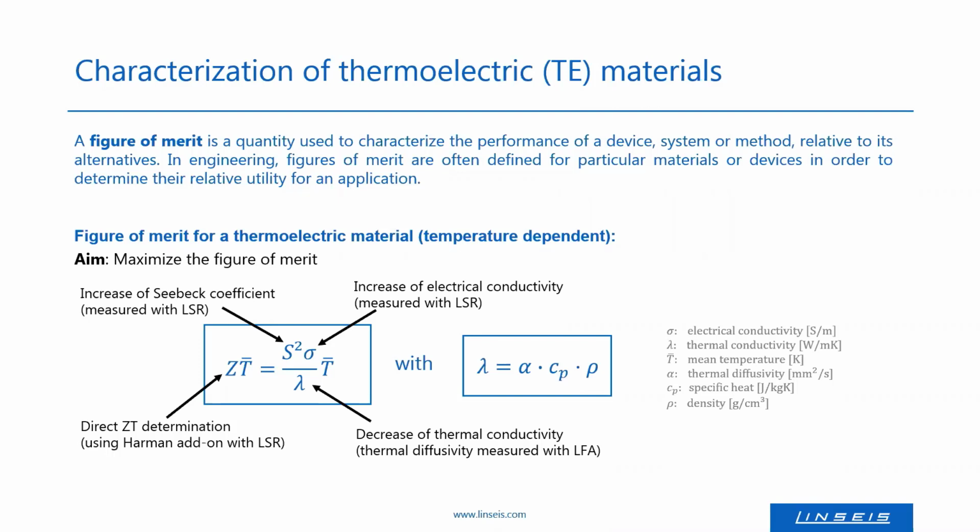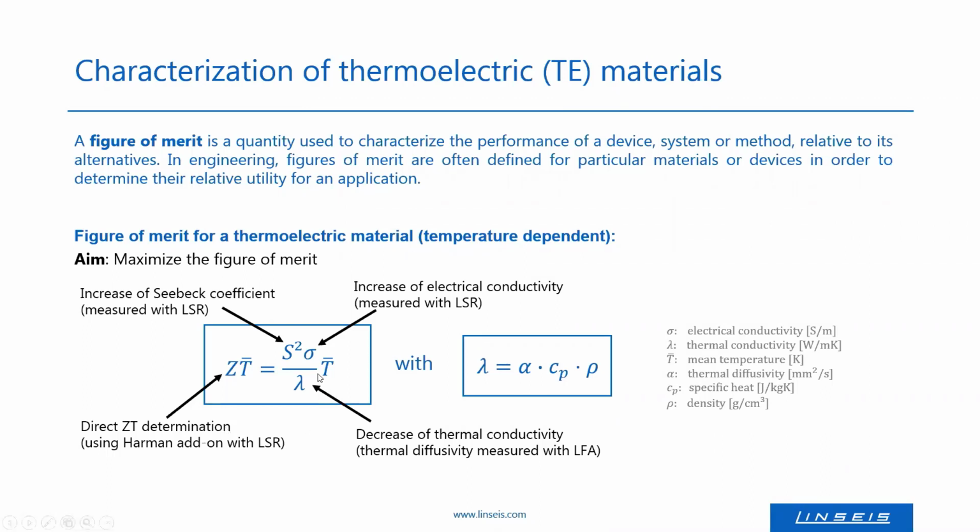The most common way to determine this figure of merit is to measure all single properties separately and calculate the ZT value afterwards. For the Seebeck coefficient and the electrical conductivity, one can use a 4-point probe setup in combination with thermocouples, like it is used in our system called LSR. And for the thermal conductivity, the lambda, here on the bottom, one can use, for example, the laser flash technique.